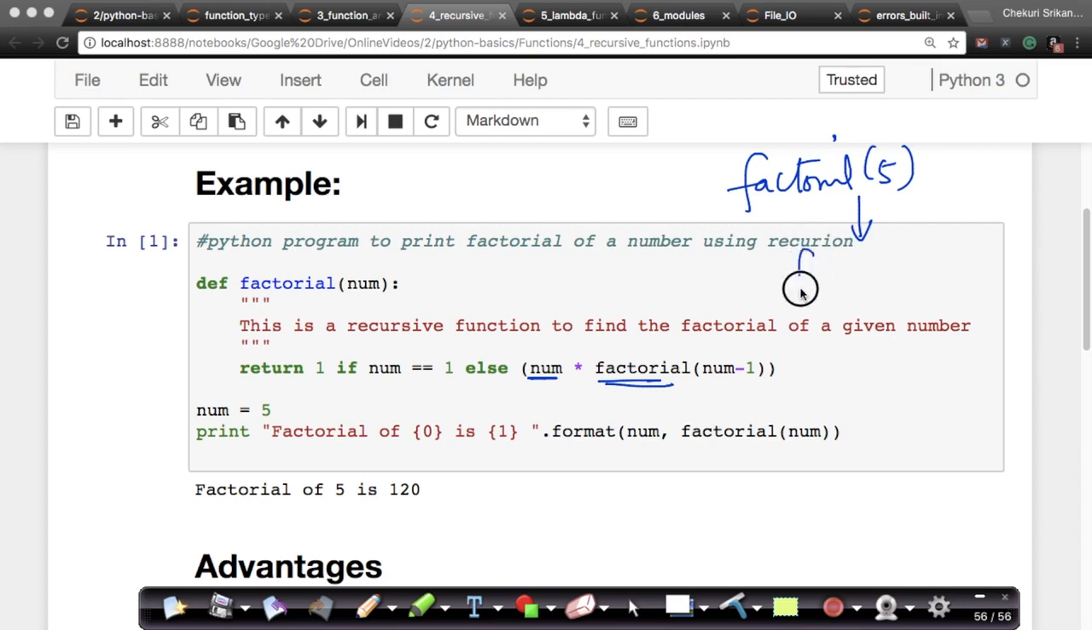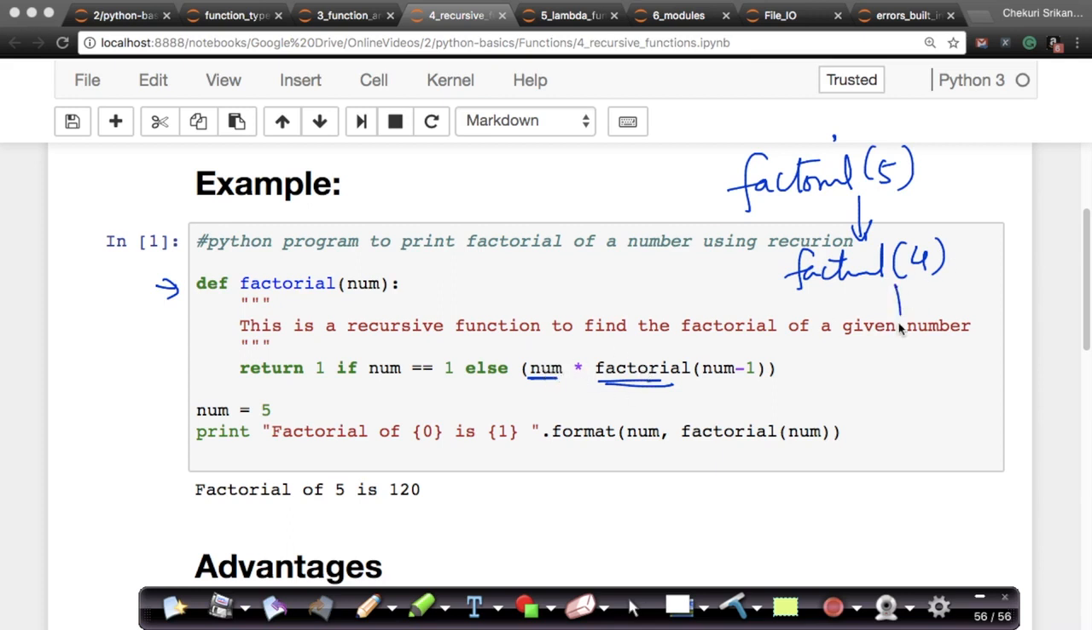So now it calls the function factorial again, with a value of num minus 1, which is 4. Right? Now when it calls factorial of 4, it goes back here again. Now it says, oh, return 1 if num equals 1. It's not. Right? So what is it doing here? To compute factorial of 5, it called factorial of 4. But here again, it will try to multiply 4 with factorial of 3.